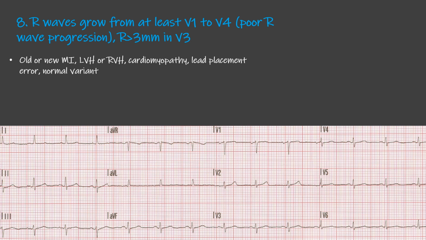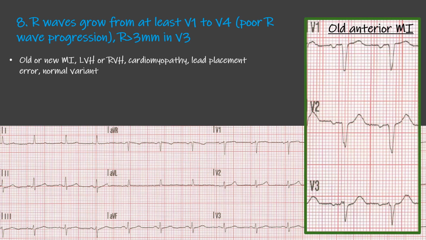Now on this example ECG, we can see that the R waves grow from V1 to V4, and the R waves in V3 look like they're about 3 millimeters. So we can say that this ECG has normal R wave progression. So we'll now look at an example. So this is an example of a patient with poor R-wave progression due to an old anterior MI.